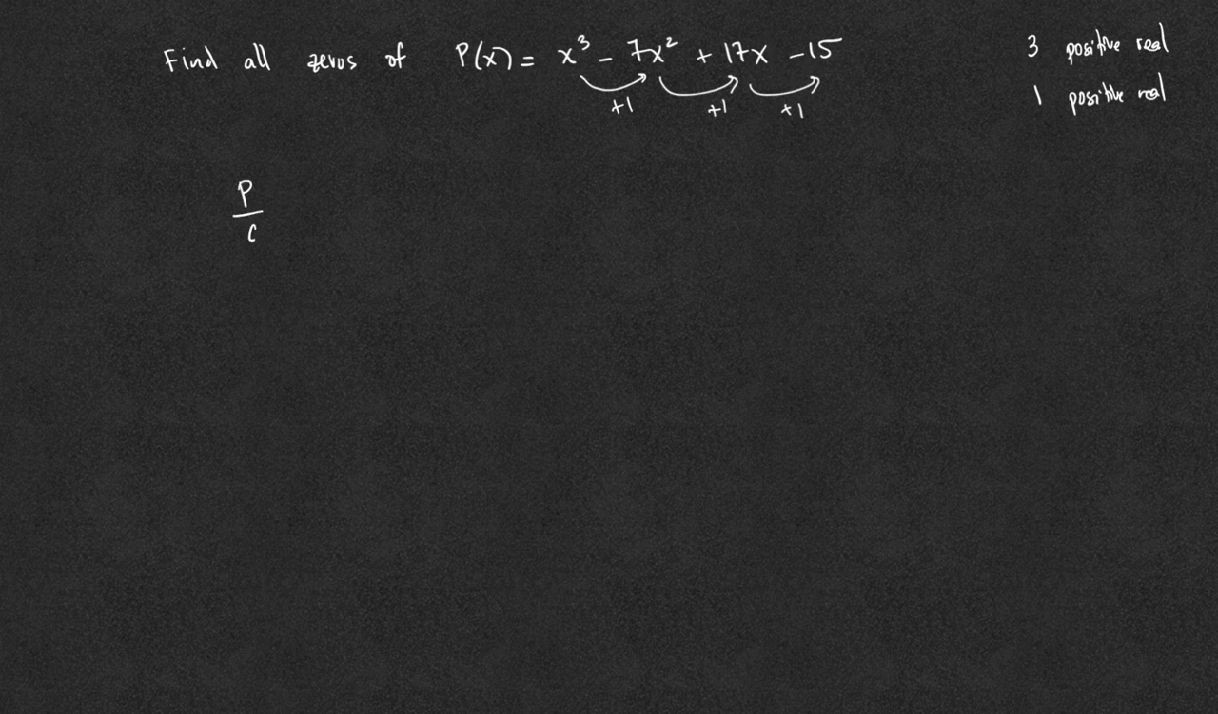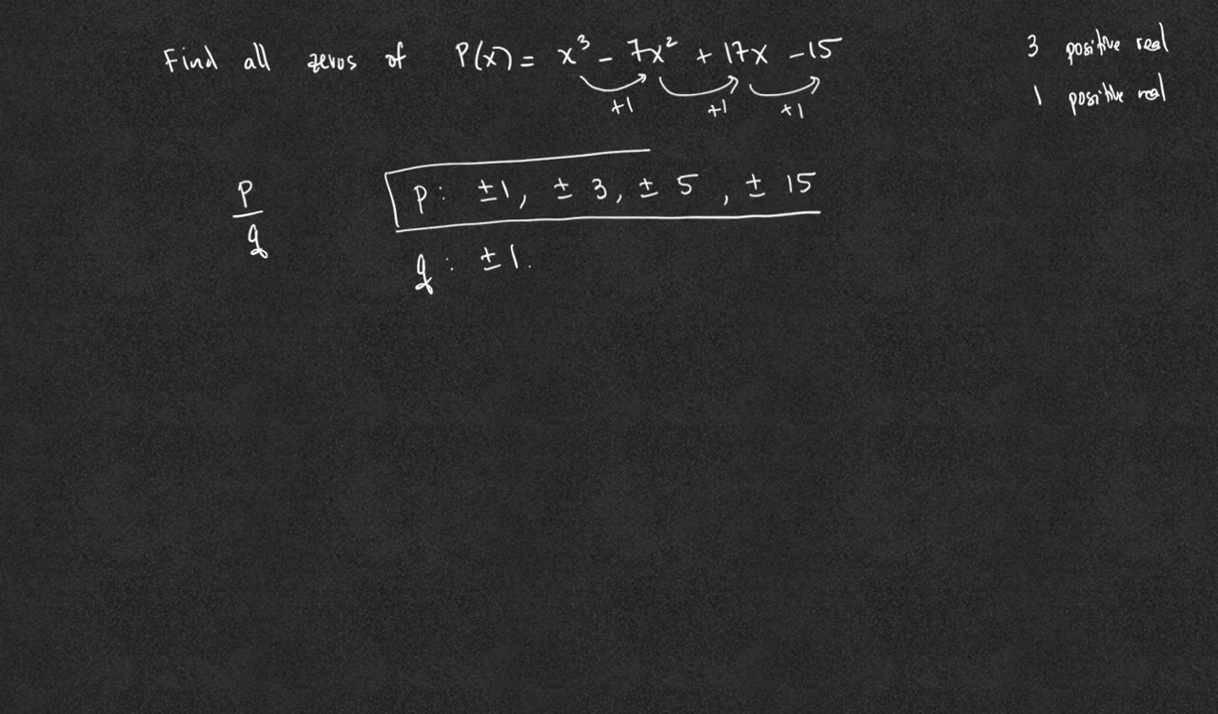Using the rational zero theorem, we see that the possible rational real zeros are of the form p over q, where p's are factors of the constant coefficient negative 15. The factors of negative 15 are plus or minus 1, plus or minus 3, plus or minus 5, plus or minus 15. And the factors of the leading coefficient 1 are plus or minus 1. The possible real rational zeros are therefore only plus or minus 1, plus or minus 3, plus or minus 5, plus or minus 15 over plus or minus 1, or themselves.